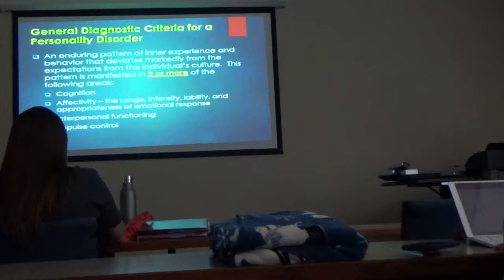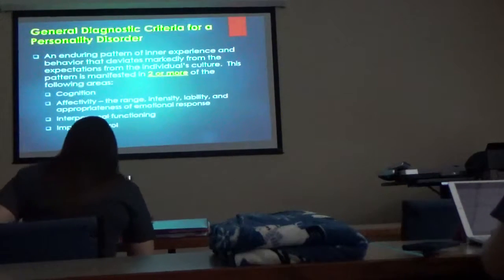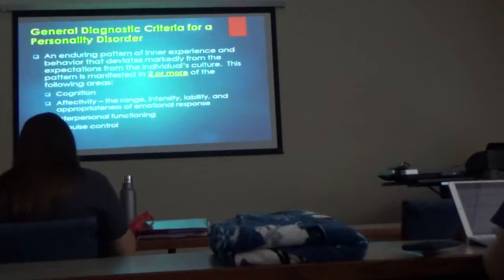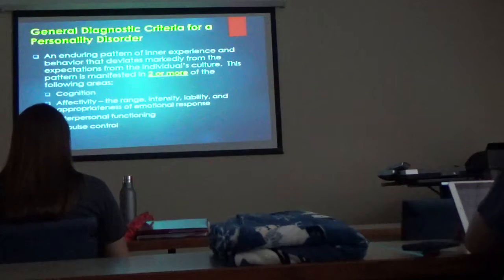Okay, an enduring pattern of inner experience and behavior that deviates markedly from expectations from the individual's culture. And we've been talking all along about culture kind of defining behavior. There's an element of subjectivity to any of these diagnoses when you get into it. And so if you're being subjective with somebody who's not from your culture, then you might misinterpret their behavior patterns in a way that is pretty normal for their cultural group. So you kind of have to be aware of that.